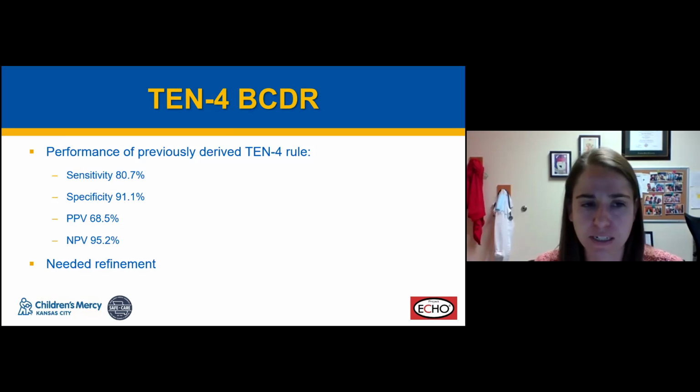I have some statistics up here regarding the performance of the rule. Just a quick review: sensitivity refers to the ability of a test to correctly identify patients who have the disease, and specificity refers to the ability of the test to correctly identify people who don't have the disease, meaning it'll be negative if you really don't have the disease. In this case, the disease we're interested in is abuse.